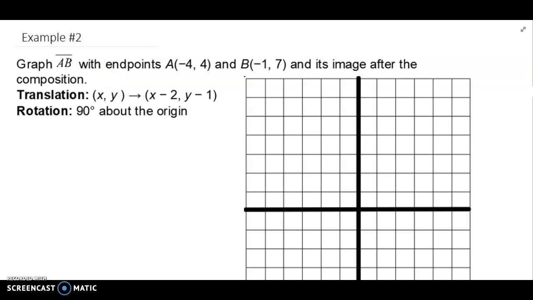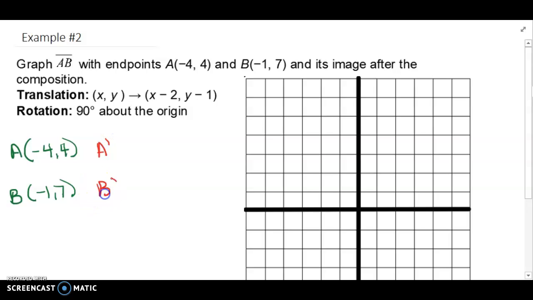All right, let's look at example 2. Now, I always start these the same, and you may not have to, but it helps me. I write AB, which is negative 4, 4, and negative 1, 7. Okay, now notice I'm doing two things to it. So I'm going to have an A prime and a B prime. And then I'm also going to have an A double prime and a B double prime. And I know that because here's my A prime, B prime. Here's my A double prime, B double prime.